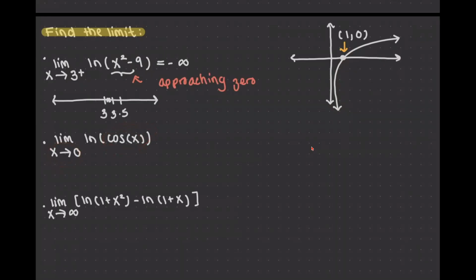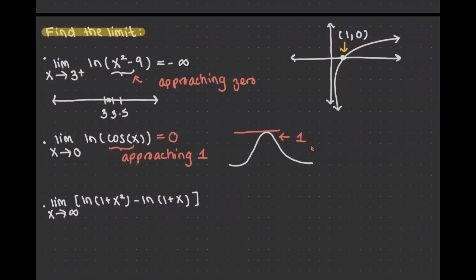Next one is saying, take the limit as x goes to 0 of natural log of cosine of x. Well, what's the limit as x goes to 0 of cosine of x? What should this be? As I go here, this is 1, right? If this is like a picture of cosine, it's not a picture of cosine, but the general shape, right? As I approach 0 from the left and right, this is approaching 1. And what's ln of 1? Well, this is going to go to 0.